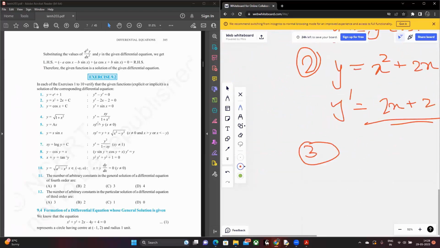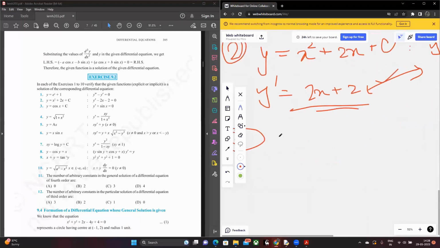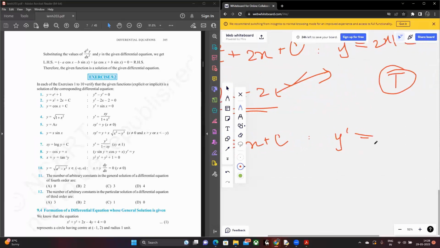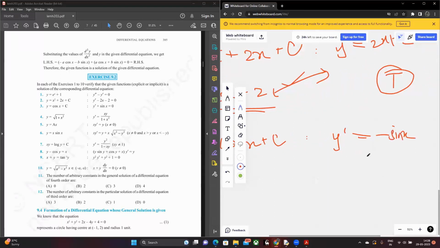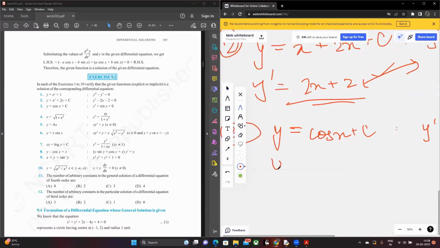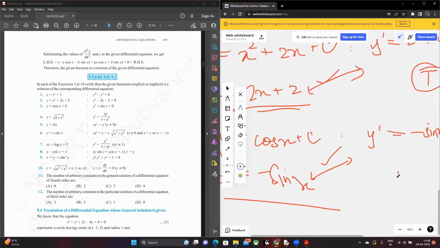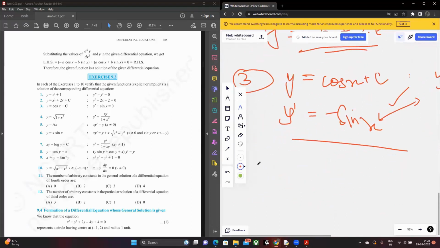3 is y equals cos x plus c, and you have the corresponding equation y dash equals minus sin x. No brainer. Differentiate, you get y dash equals minus sin x, because c becomes 0 and cos x gives minus sin x directly. It matches, again verified, true.